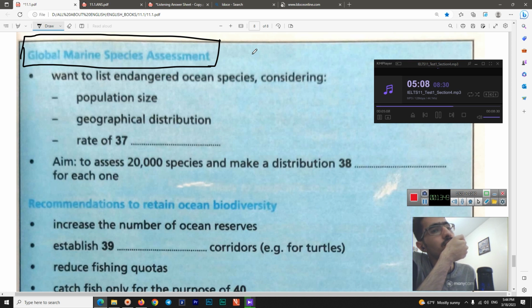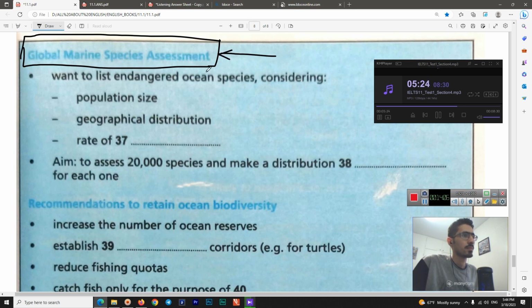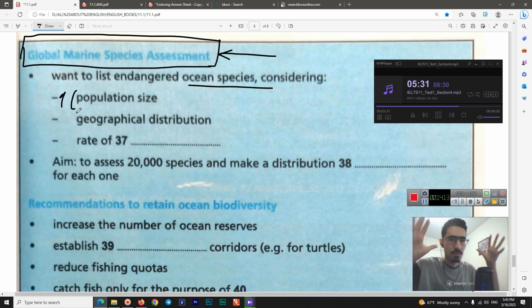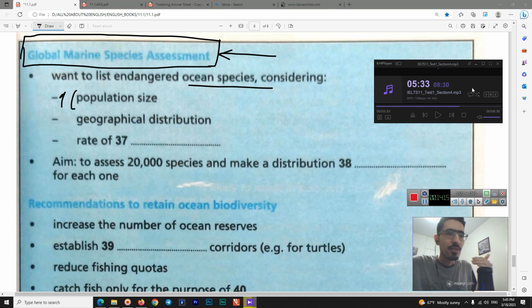However, biologists still don't know how serious the threat to their survival is for each individual species. So a body called the Global Marine Species Assessment is now creating a list of endangered species, so they consider things like the size of the population, how many members of one species there are in a particular place, and so they're checking different factors. One of them is population size. And they look at their distribution in geographical terms.